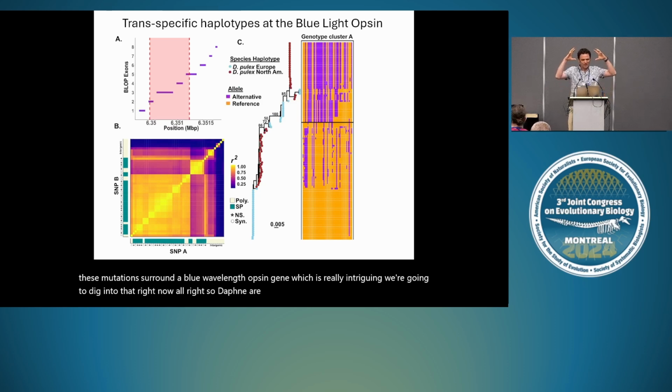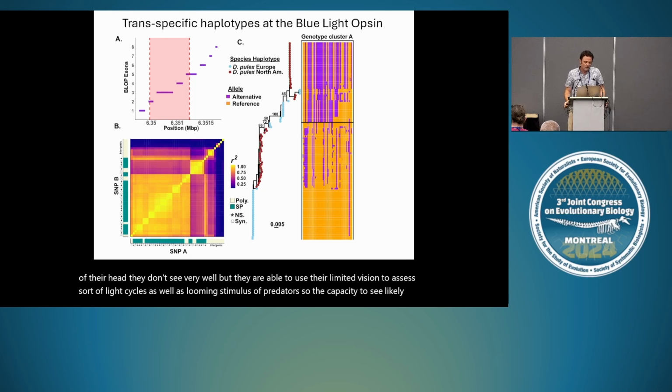All right, so Daphnia are cool. They have a big cyclops eye in the middle of their head. They don't see very well, but they are able to use their limited vision to assess light cycles as well as looming stimulus of predators. So the capacity to see likely affects fitness.